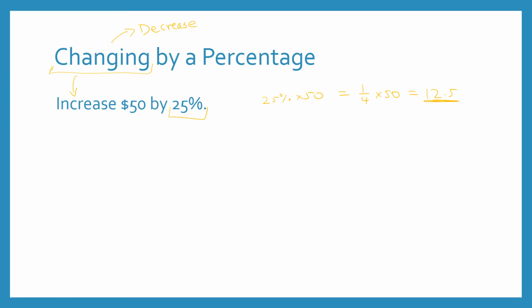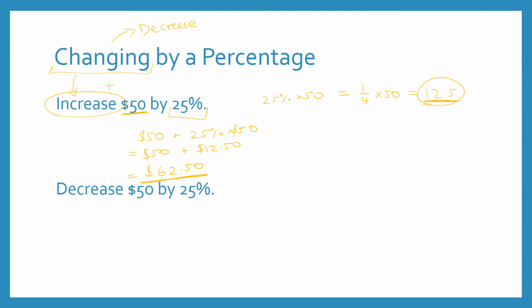Because it's an increase, we need to realize increase means plus. So we're going to add this number here to our first number. So we have $50 plus our increase. Our increase is 25% of $50, which is going to give us $50 plus $12.50. So we end up with $62.50. And we can check our number has increased, it's gotten bigger. So $62.50 is bigger than $50.